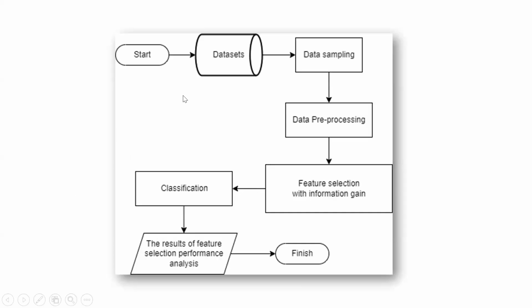The picture explains the feature selection process. Start with the dataset, and after the data sampling process, data pre-processing, feature selection, classification, we get the result of the feature selection.